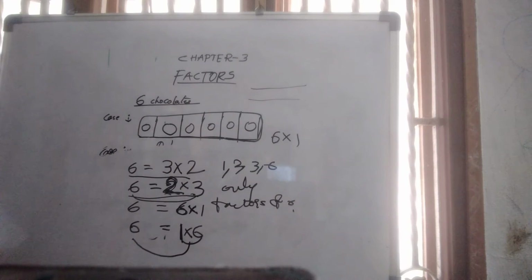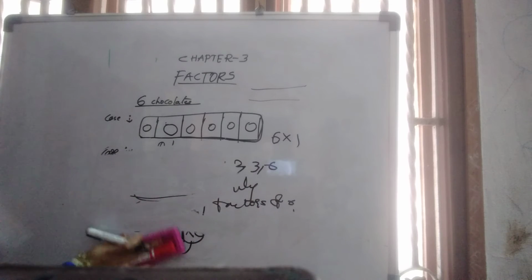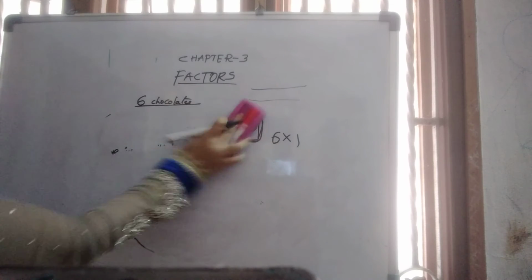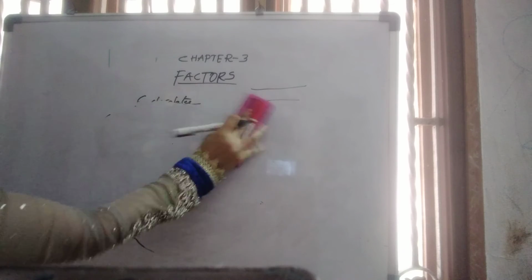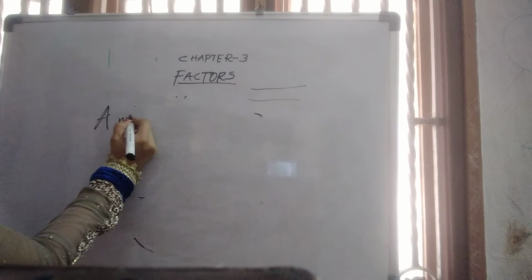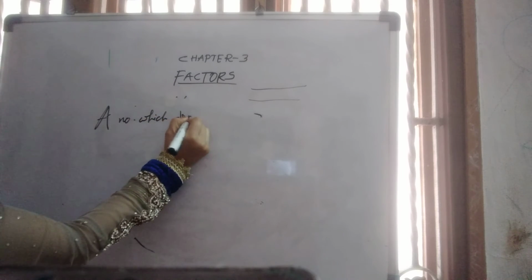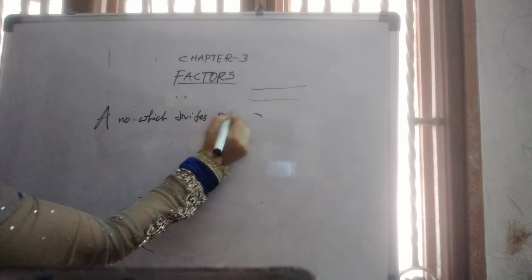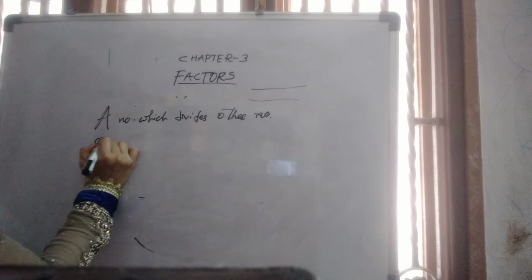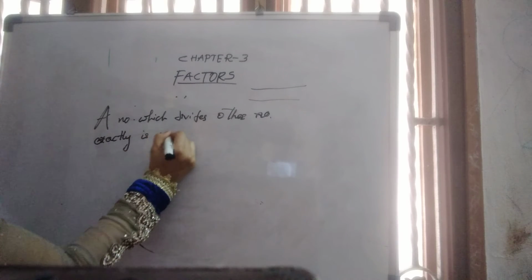That means, what is a factor? A number which divides another number exactly is a factor of that other number. What is a factor? A number which divides another number exactly is called a factor of that number.